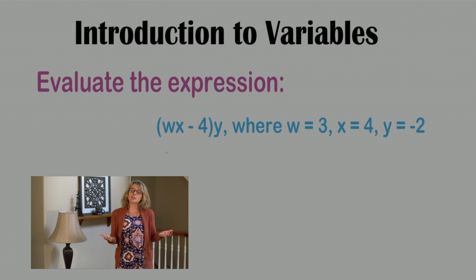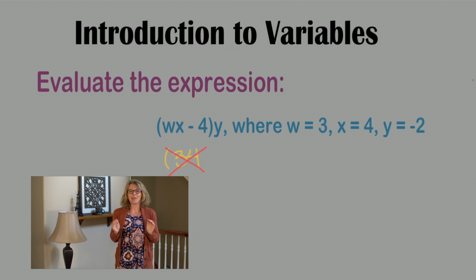The first step is to put a 3 every time we see a w, a 4 every time we see an x, because that's what they told us it is, and then put a -2 every time we see a y. There's some invisible stuff going on, so let me show you what's happening between these letters and numbers and parentheses. First, what does wx mean? It does not mean to put the numbers right next to each other, not 34.